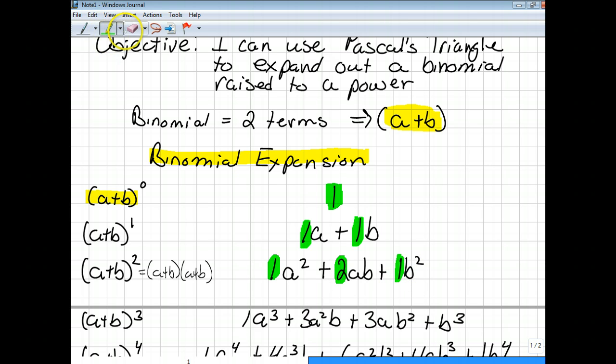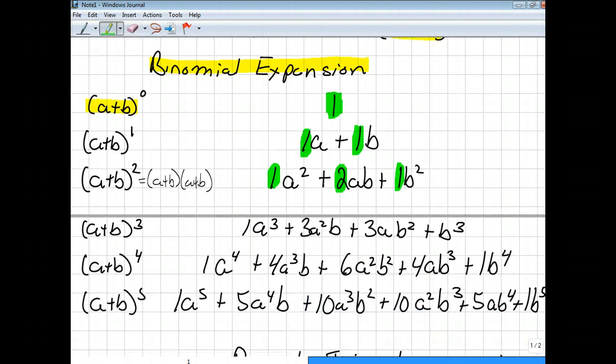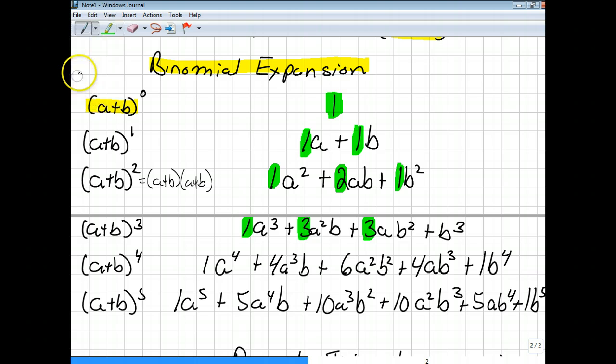And if we continue doing that, a plus b cubed, which means a plus b times a plus b times a plus b, we would get 1a cubed plus 3a squared b plus 3ab squared plus 1b. Actually, there should be a 1 in front here. It should be a 1b.